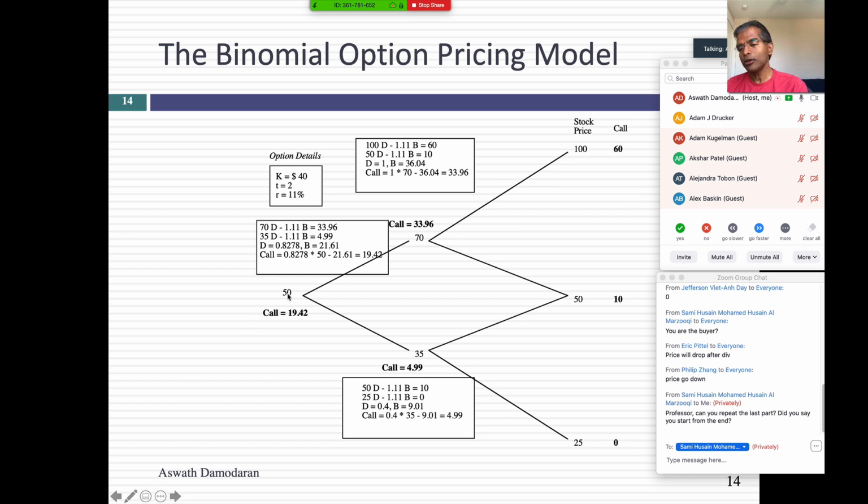I then move back to t equal to 0. So at t equal to 0 now, the stock's at 50. I ask exactly the same question. How much do I borrow? How much do I need to buy? And when I solve that equation, here's what I get as my final answer. I borrow $21.61 today, and I buy 0.8278 shares of stock today. I've created a replicating portfolio that will pay for itself through its entire life and has exactly the same values and cash flows as the call option. That replicating portfolio today would cost me $19.42. That's going to be the value of a call with a strike price of 40 that expires at t equal to 2.